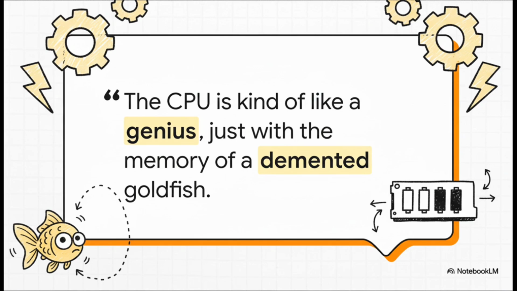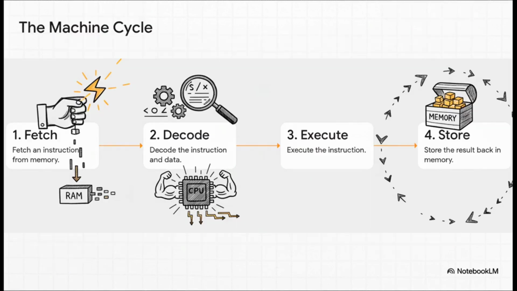That's why it's always working with a partner, the RAM, or random access memory. The RAM is the short-term memory that holds all the data the CPU needs right now. And for every single tiny instruction, the CPU does this little 4-step dance, over and over. First, it'll fetch an instruction from RAM.